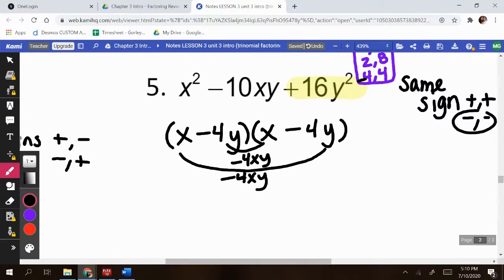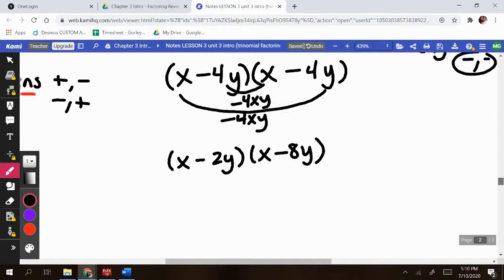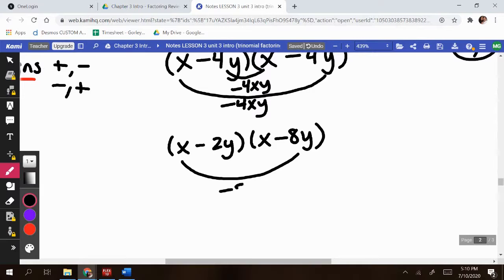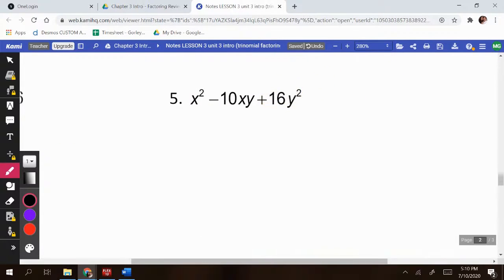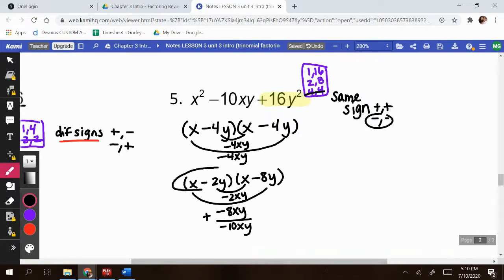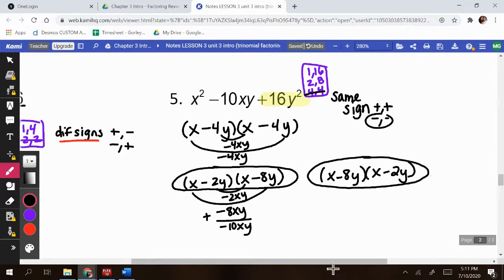Okay, that obviously didn't work. Let's try 2 and 8. So I'm going to make this negative 2y and make this negative 8y. Let's see if that works. My outers would be negative 8xy, and my inners would be negative 2xy, and those would sum, woohoo, to negative 10xy. Okay, so that one worked, right? That's what we were looking for, was negative 10xy. So I'm going to say that my answer is x minus 2y times x minus 8y. You could also write this as x minus 8y times x minus 2y. Either one of those would be appropriate answers.